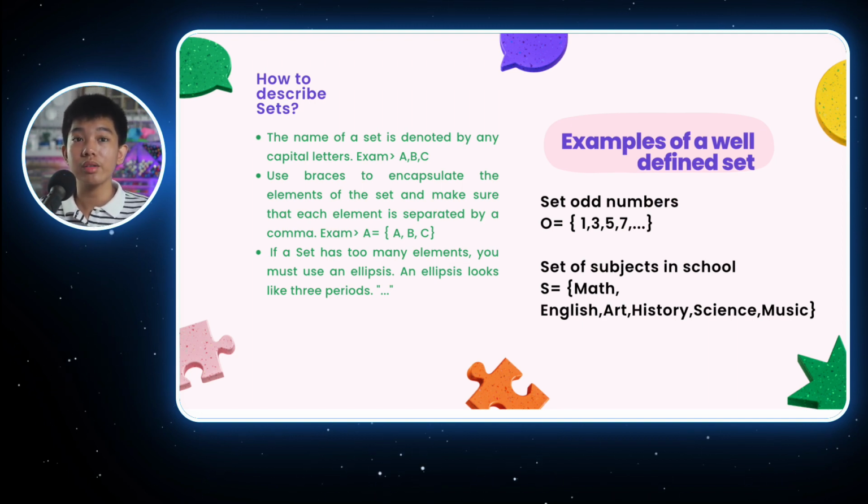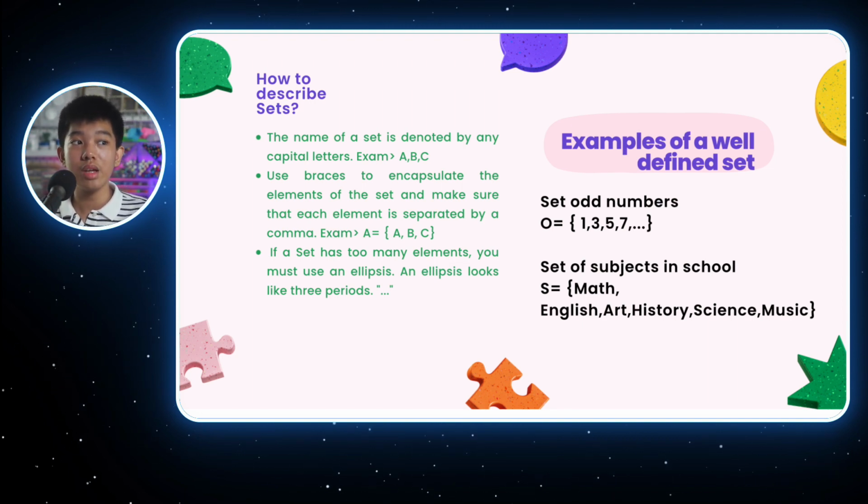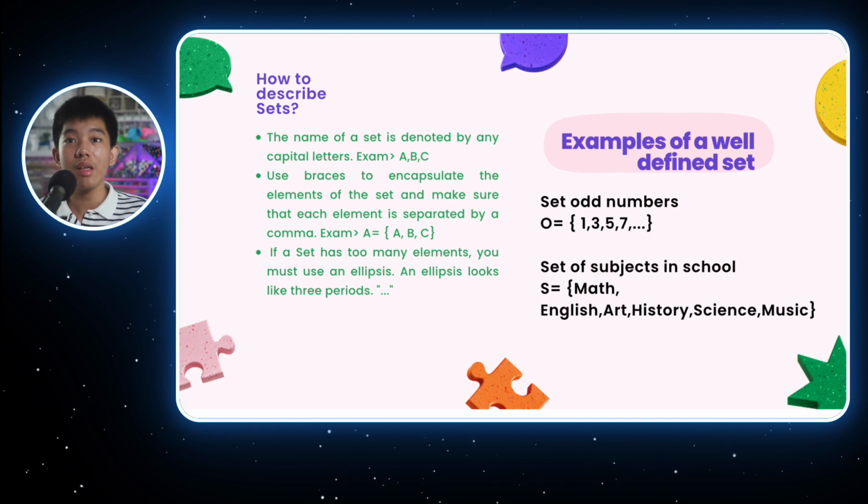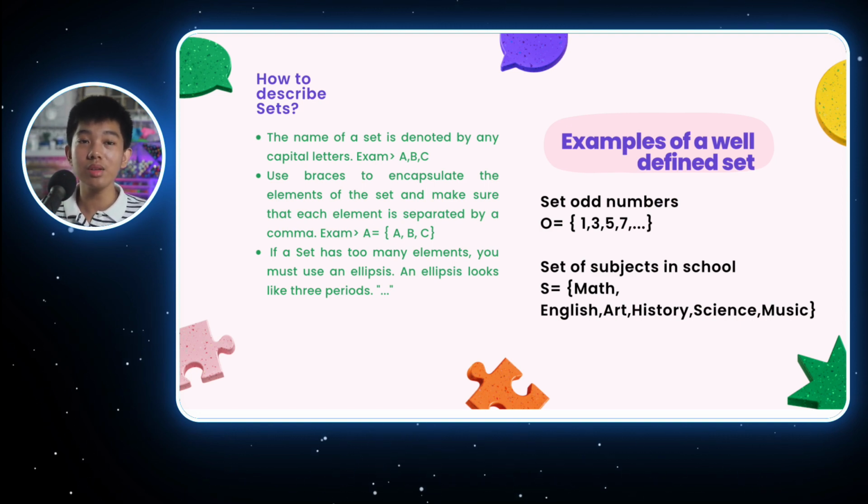Now look to your right. You can see an example. You can see everything I just told you. There's the capital letter representing the set, the braces, the elements within the set, and even the ellipsis. And the next example talks about subjects in school: math, English, art, history, science, music, for example.